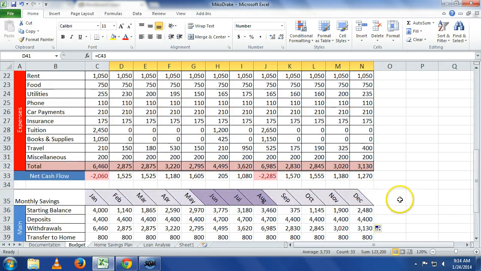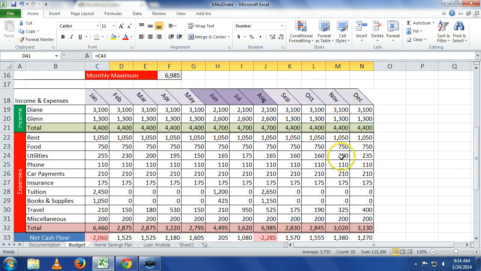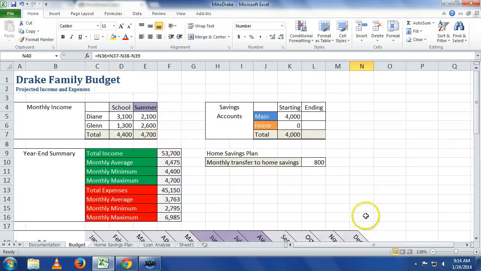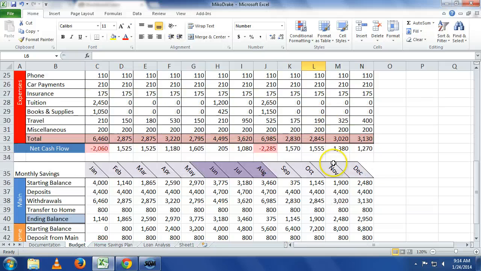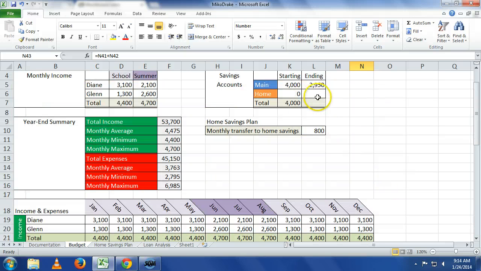If we go up above, it says the starting balance, the ending balance. I guess we can plug those in now. The ending balance of our monthly savings account looks like it's N40, so I'm going to put in equal N40 here. And of our home account at this point, looks like it's N43. So I'm going to plug that in here. And I'm going to sum this.